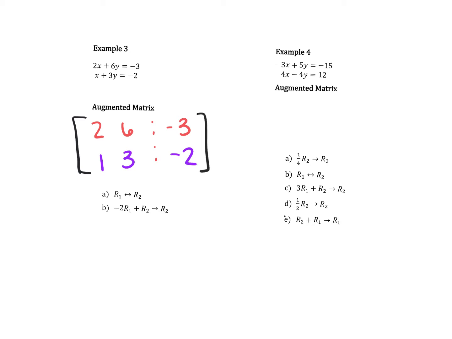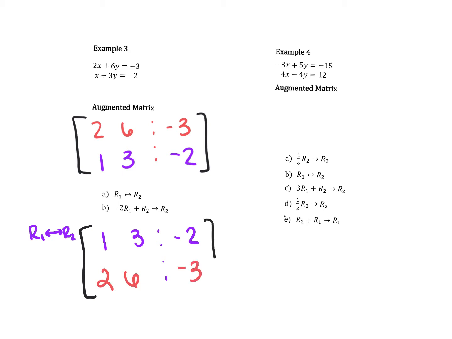Now the goal again is to get a 1 to start up here. So I can see that this 1 is down here. I need to bring it up. So I'm going to do a row switch first. In this particular case, I get 1, 3, -2, because R1 and R2 did a row switch. And so that means this will be 2, 6, -3. So now I have my 1 sitting up here. I need the 0 below.